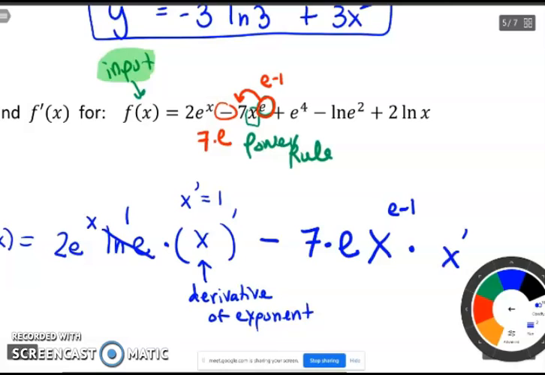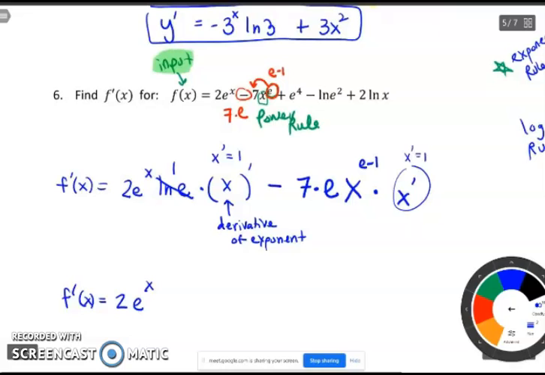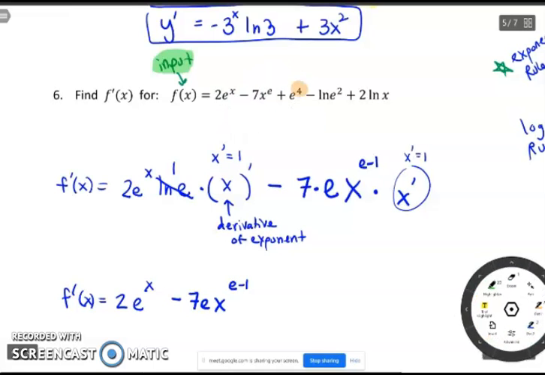So the input was being sent to the base, so the chain rule tacks on the derivative of the base, which again is just a plain x. And we know that the derivative of a plain x is 1. So when I clean this up, there's not too much to do, but technically I'm going to subtract 7x to the e minus 1 times 1, so I don't really need to write that times 1. Okay, so that term was tricky. That was power rule. Now let's go to the next term, the third term.